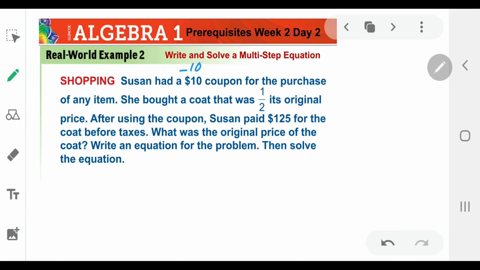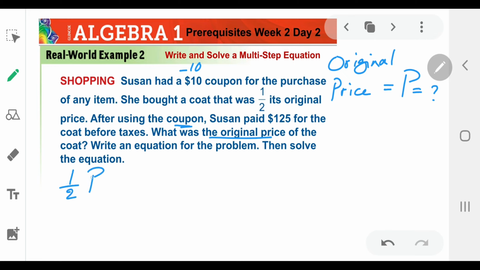So we have an original price, which we can assume. We can use any variable to express the original price, like P. She bought a coat that was half its original price, and she used this coupon which reduces the money by $10. Susan paid $125. After doing all this, she paid only $125. What was the original price? So P here is required, the original price. She paid half the original price, which is half P, and she used this coupon which made a reduction of $10, and then she paid only $125.